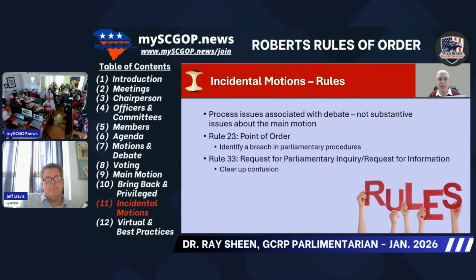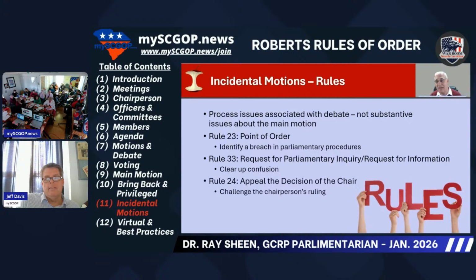Next, I want to discuss two very similar motions, a request for parliamentary inquiry and a request for information. They're discussed in Robert's Rule 33. These are motions that can interrupt someone who has the floor. They do not require a second. They cannot be debated or amended. They do not require a vote from the main body. Instead, the chairman or someone that they designate provides the information that's being requested.